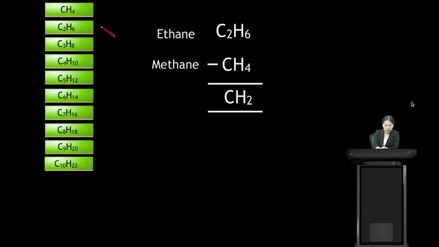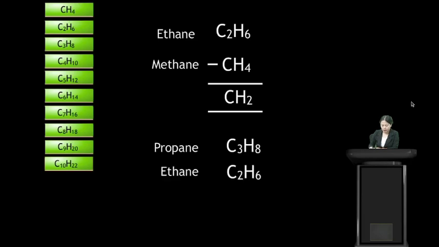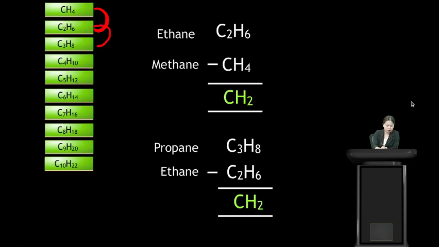Now let us see for these two again. Propane, if we subtract ethane, again we will get CH2. Yes, students, so the difference between these two is CH2, between these two is CH2, between these two is CH2, and it goes on. So these are known as homologous series.